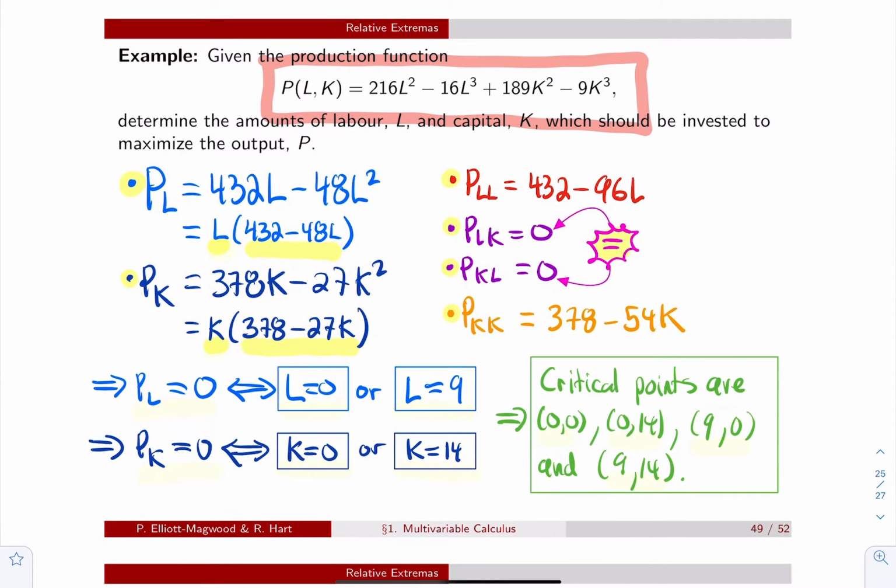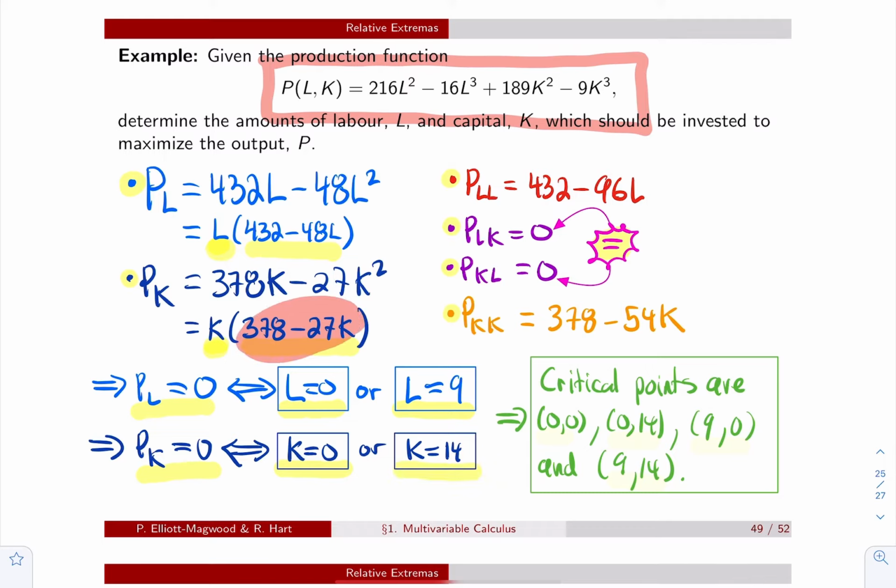If we set P_L equal to 0, because we factored already, we can see that it's going to happen either when L is equal to 0 or when 432 minus 48L is equal to 0. And if you solve for L, you're going to get 9. So our critical points, the possible L values, the first coordinates, are going to be either 0 or 9. And now if you set P_K equal to 0, this will happen either when K is equal to 0 or when 378 minus 27K is equal to 0.